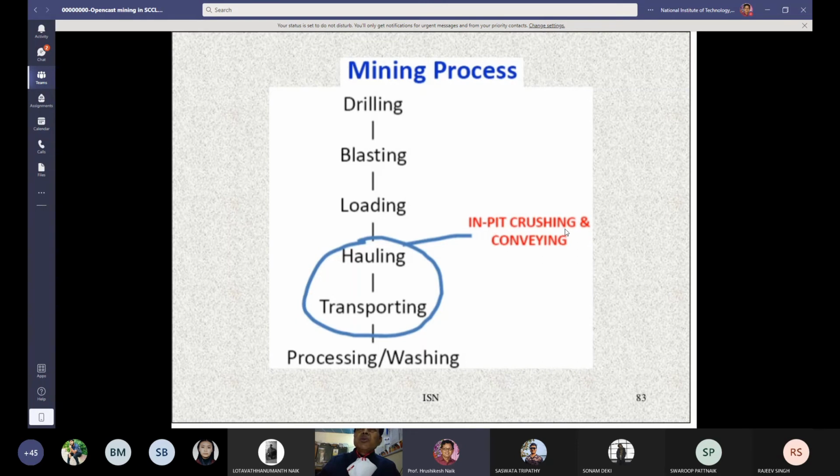So these in-pit crossers are of different types. It may be a mobile crosser, it may be a fixed crosser, it may be located at the bottom of the pit where the material will be crossed to the required size to be loaded to the belt conveyor system for effective transportation. After the material is transported with the help of the belt conveyor system, it will go to the processing plant or the coal washing plant. So this is the flow diagram of the in-pit crossing and conveying system.